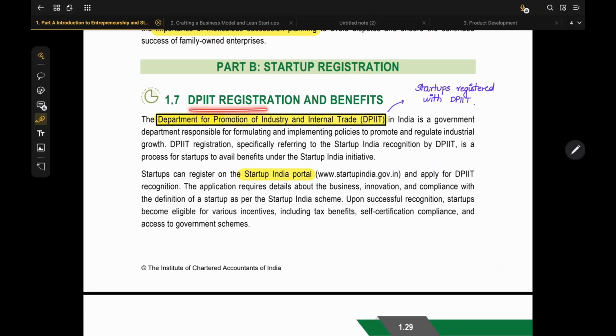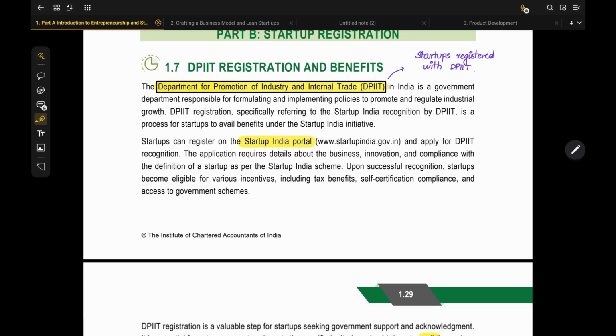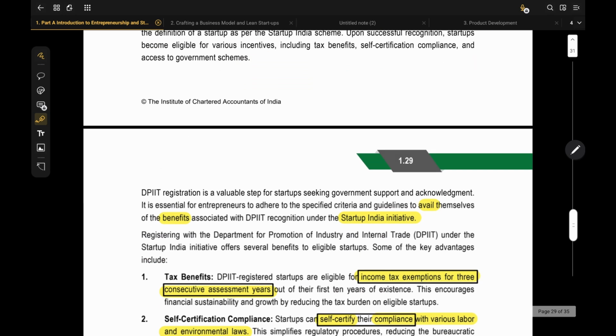And then DPIIT registrations. DPIIT full form is Department for Promotion of Industry and Internal Trade. This is an Indian department. Like the Ministry of Corporate Affairs, it is also a separate department in India. This is responsible for startups. It should develop the startups and help the startups. For that only this department is there. Startups should register with DPIIT. On the Startup India portal, you can go and register.